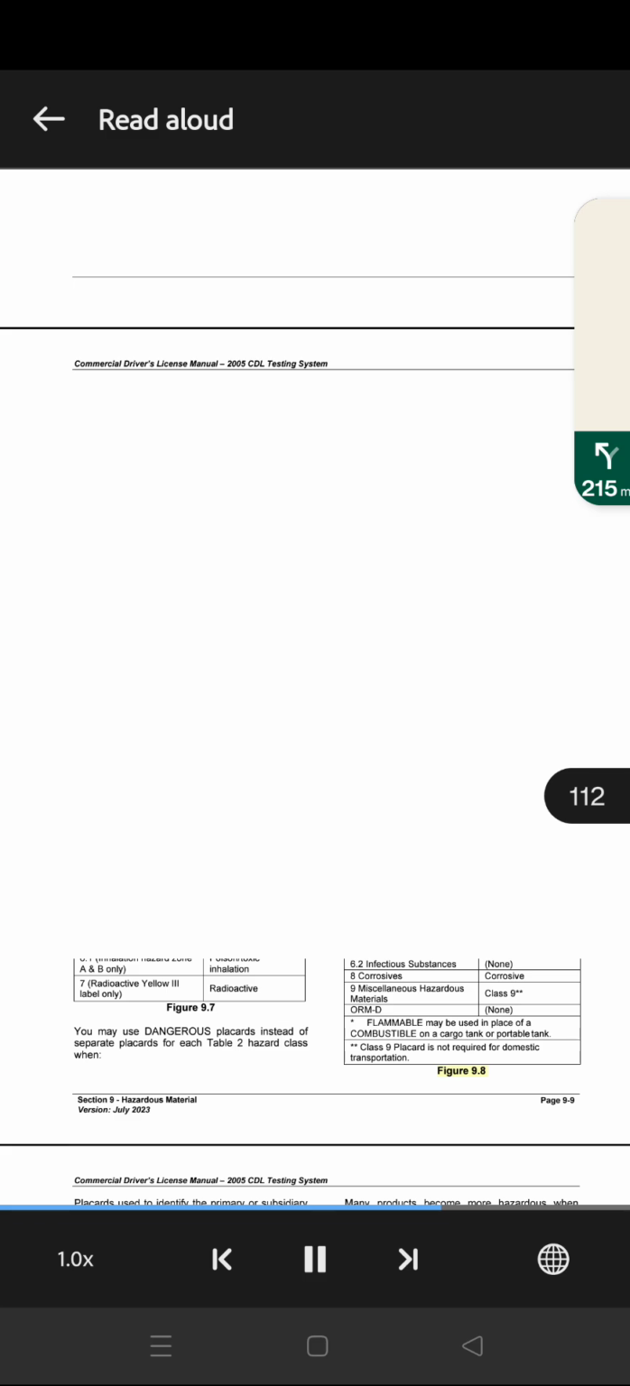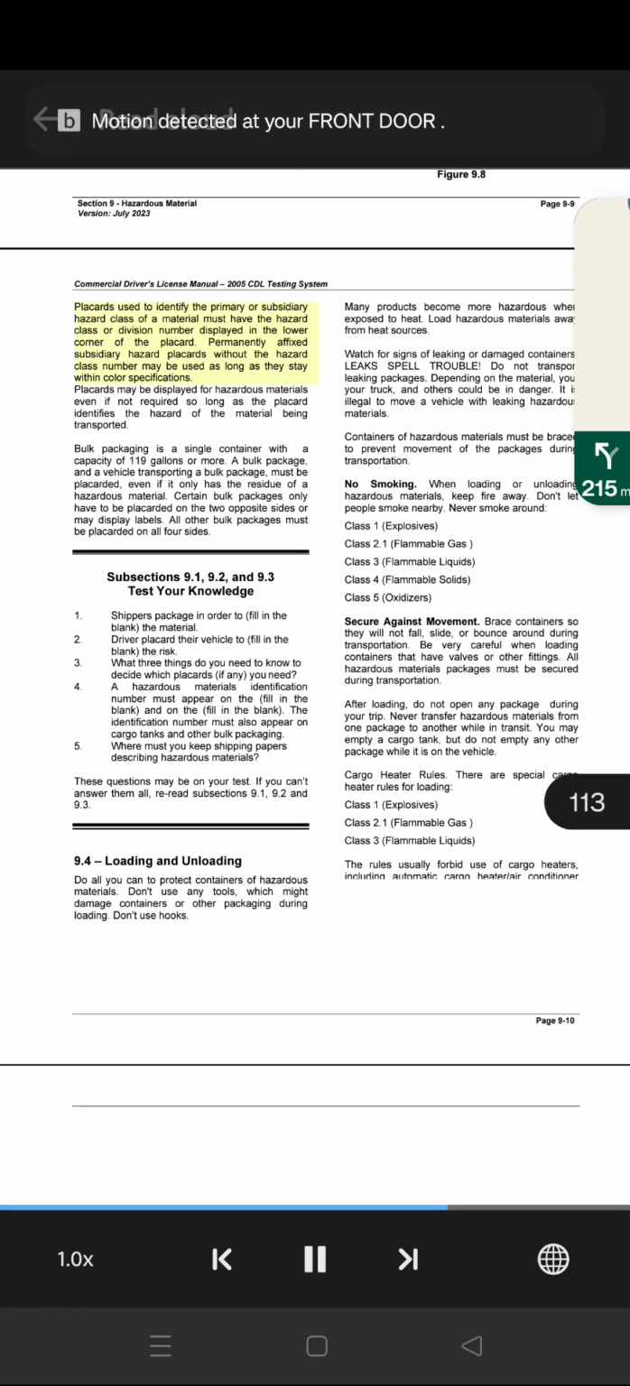Figure 9.8. Placards used to identify the primary or subsidiary hazard class of a material must have the hazard class or division number displayed in the lower corner of the placard. Permanently affixed subsidiary hazard placards without the hazard class number may be used as long as they stay within color specifications. Placards may be displayed for hazardous materials even if not required, so long as the placard identifies the hazard of the material being transported.